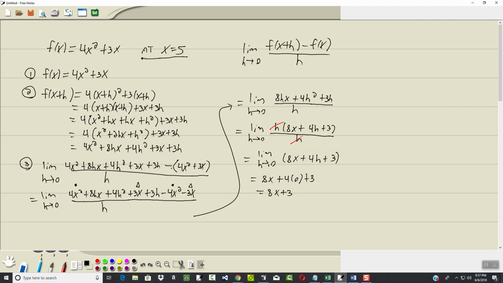Okay, now the second part. They tell us to evaluate it at x equals 5, which means we'll plug 5 in for the x. So I have 8 times 5 plus 3. 8 times 5 is 40 plus 3 is 43. And that's our instantaneous rate of change.